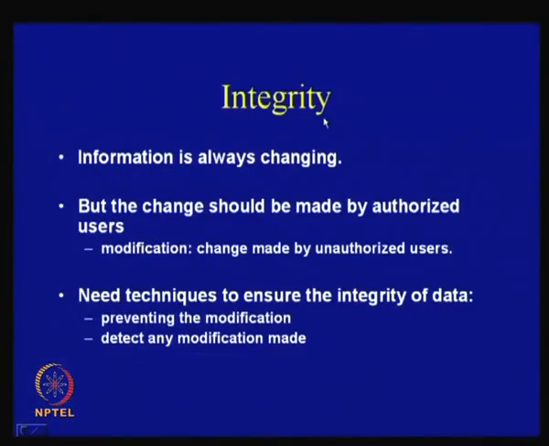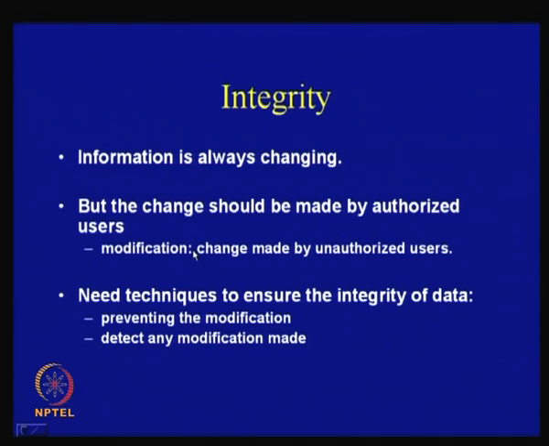So then comes the topic of integrity, as we have discussed. We know that information is always changing. One of the objectives of having information is to modify it. So information is always transient, right? But the changes should be made only by the authorized user. Imagine I do a railway booking, or I have a bank account, and this information should only be changed by the people who are authorized to do so.